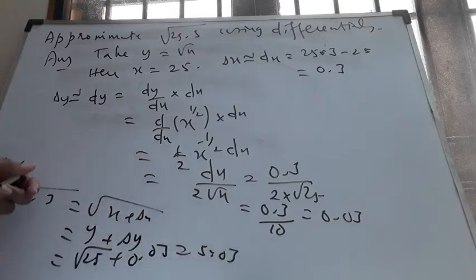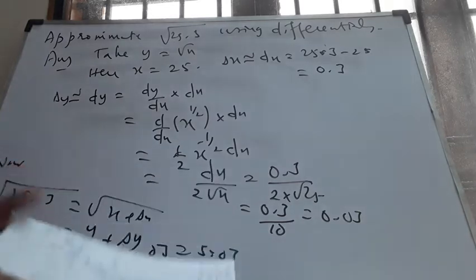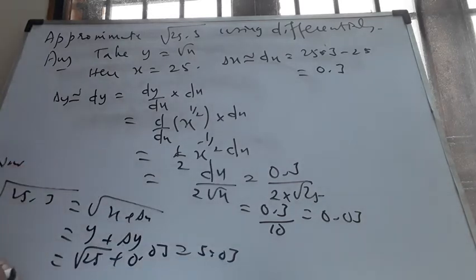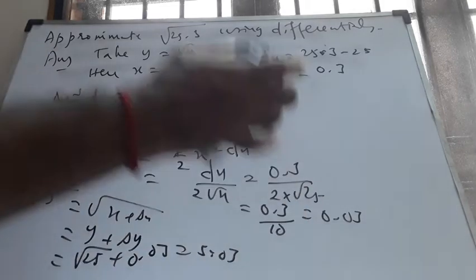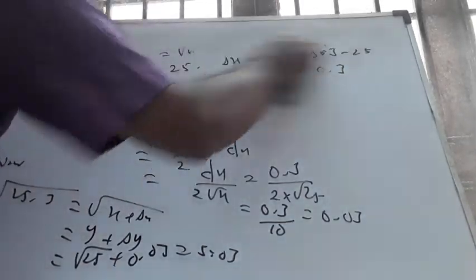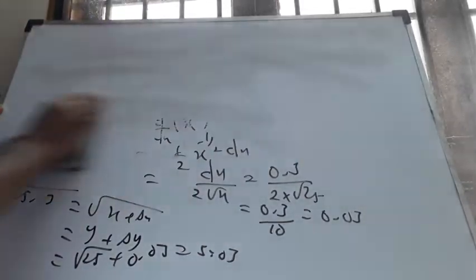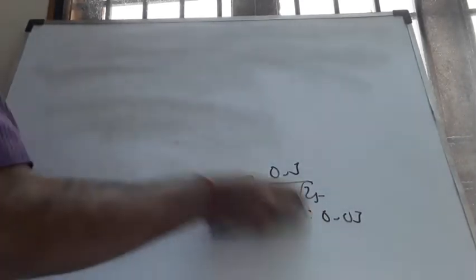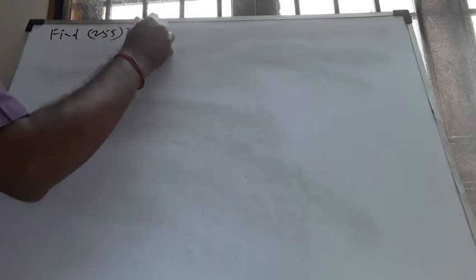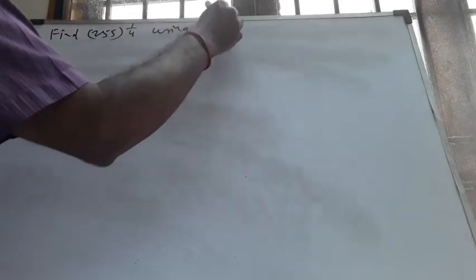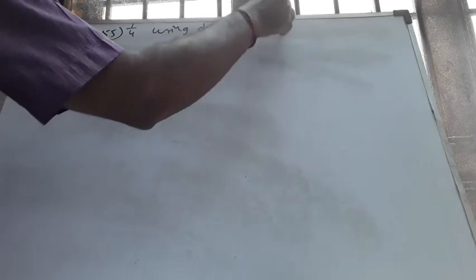Now, let me take another example. I'll take another example with a fourth root. Find 255 power 1 by 4 using differentials, or approximate value of it, either way you can say.